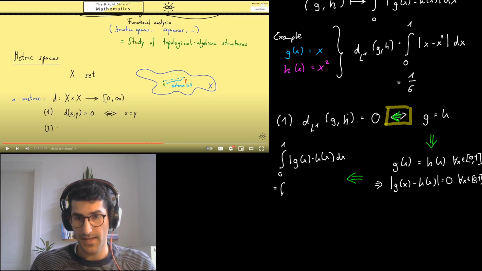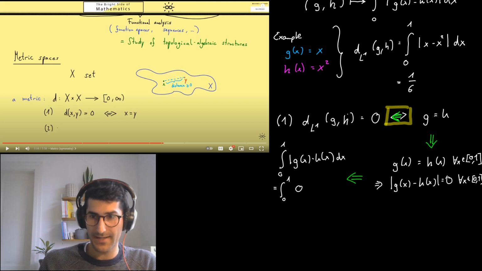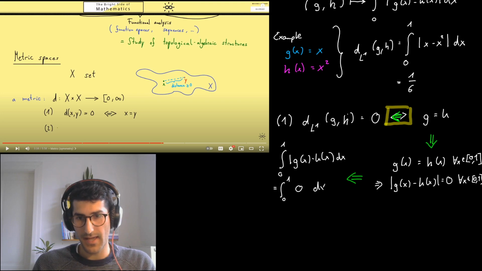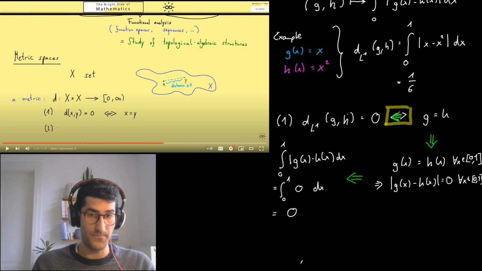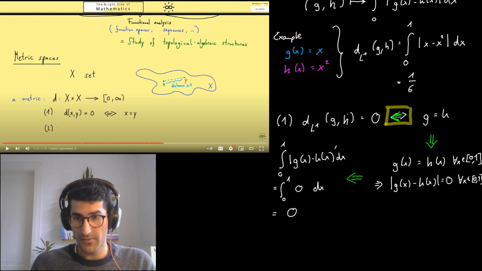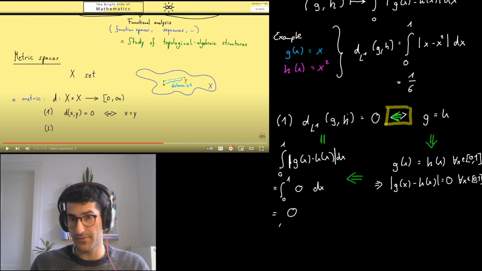This is the same as integrating from 0 to 1, 0. Yeah, so this is the right hand side of this equality, dx. And of course, the integral of 0 is 0. But what did we write up here? Well, this is nothing else than the definition of our L1 metric.